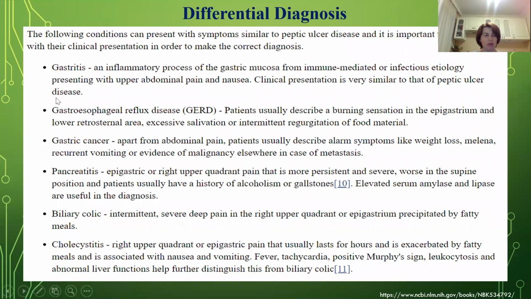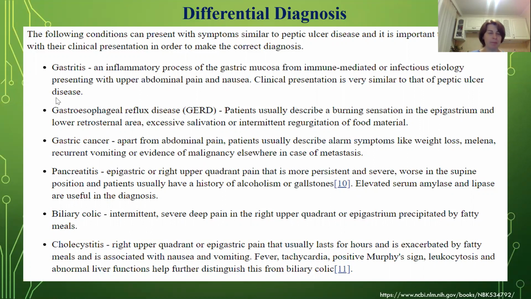Differential diagnosis. The following conditions can present with symptoms similar to peptic ulcer disease, and it's important to be familiar with their clinical presentation to make the correct diagnosis and to differentiate peptic ulcer from many other disorders, as peptic ulcer in your patient will not look like the classic peptic ulcer you can see in the books. And many patients, especially older ones, have plenty of concomitant disorders which can mimic or hide the real clinical problem.